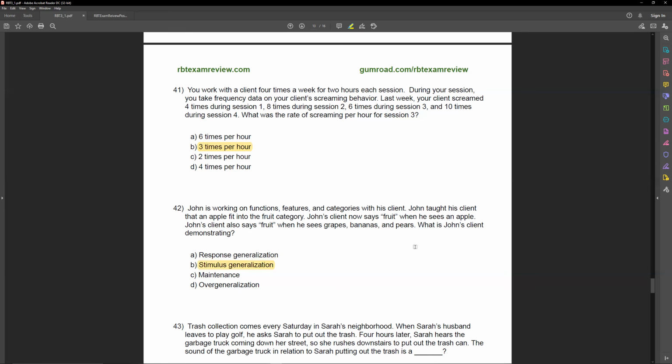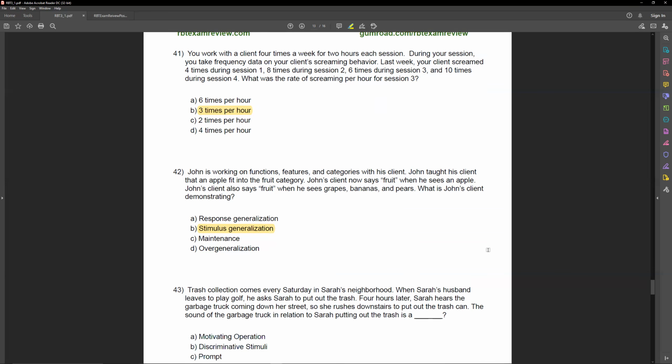Trickier question, okay? If you don't understand response generalization and stimulus generalization yet, and you're just starting to study, that's okay. Come back to it. Learn some of the more basic stuff first, okay? It can be a more complex thing to understand and learn at first.